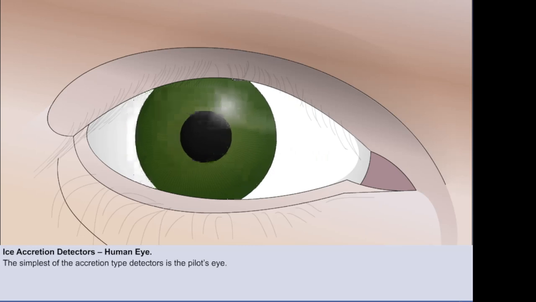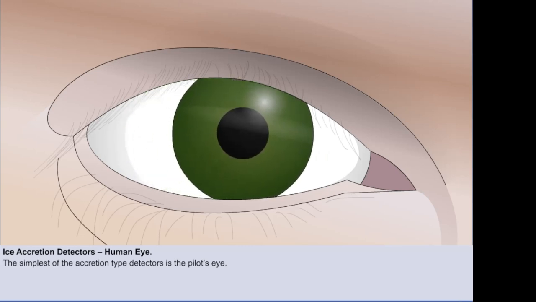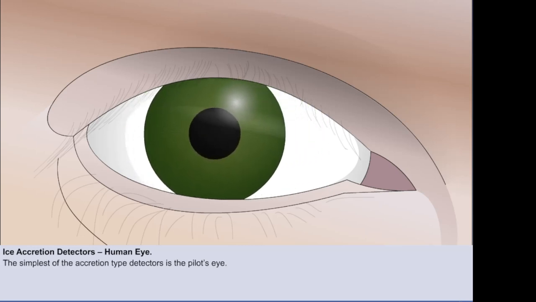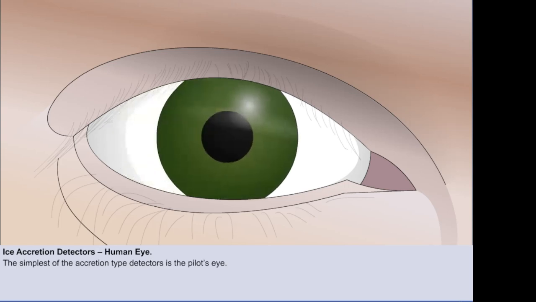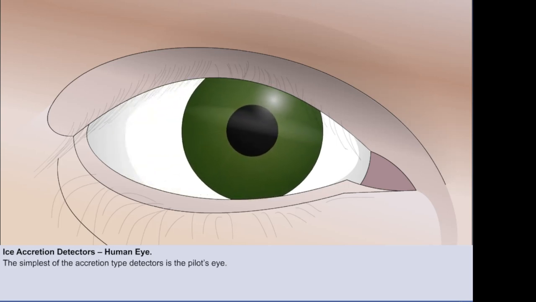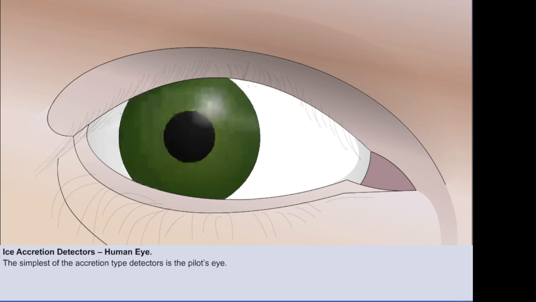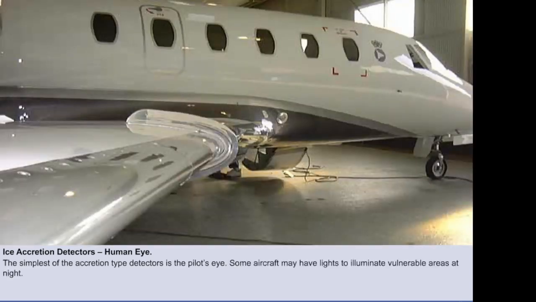The simplest of the accretion-type detectors is the pilot's eye. He may be able to see ice beginning to build up on such things as the leading edges of the windscreen wiper blades. Some aircraft may have lights to illuminate the wing and fin leading edges, plus the engine intakes to help the pilot monitor for the build-up of ice at night. On some aircraft, the pilot's eye is the only ice detection system.